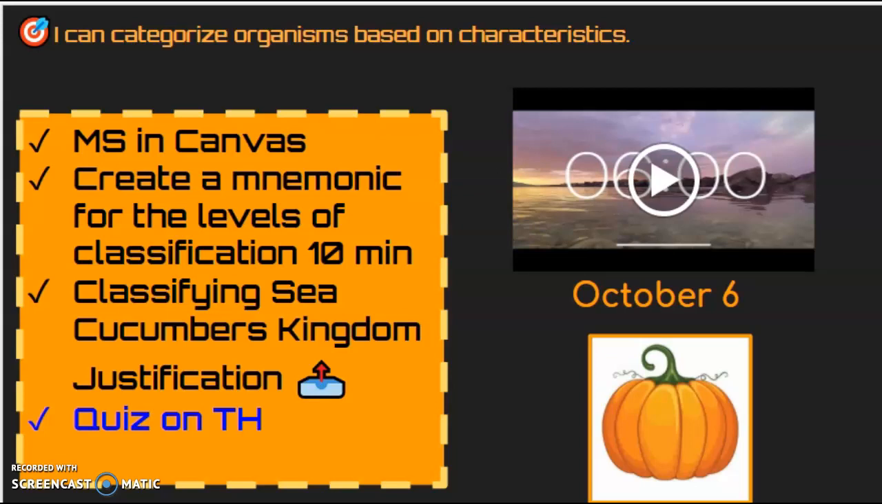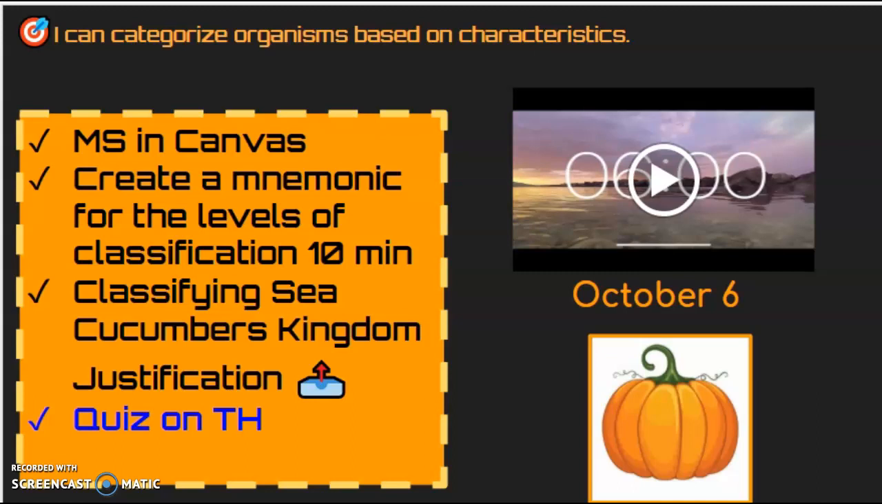Good morning. Today is October 6th, and our target for the day is I can categorize organisms based on characteristics. So we started doing this last week when we started classifying and focusing on the physical characteristics. Now we're going to look at the characteristics of an organism today and then determine what kingdom it belongs to is the major to-do. So first, you want to start with your mind stretcher, which is in Canvas.